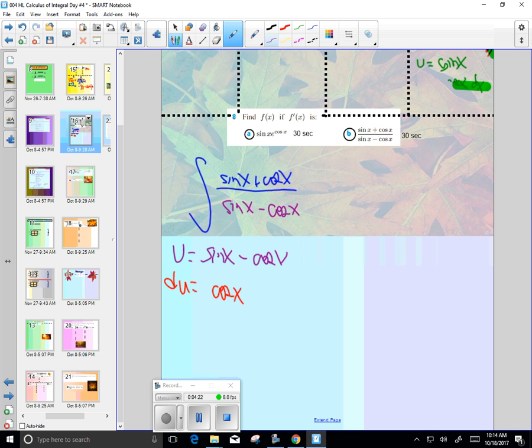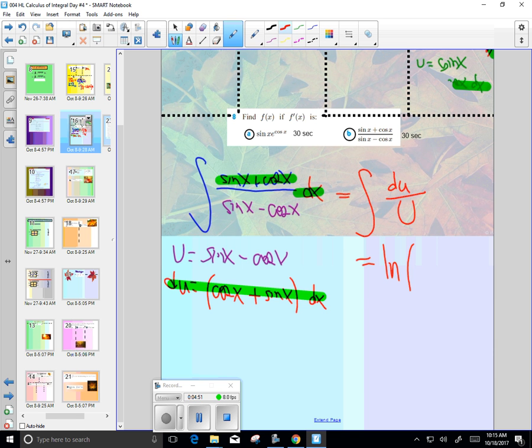Cosine x minus a negative sine x dx. Do you have that cosine x plus sine x dx? You do. This whole thing is going to be that, the dx drops out, or the du. So this can be rewritten as du over u, which is that wonderful natural log of sine x minus cosine x plus c. How many got that?